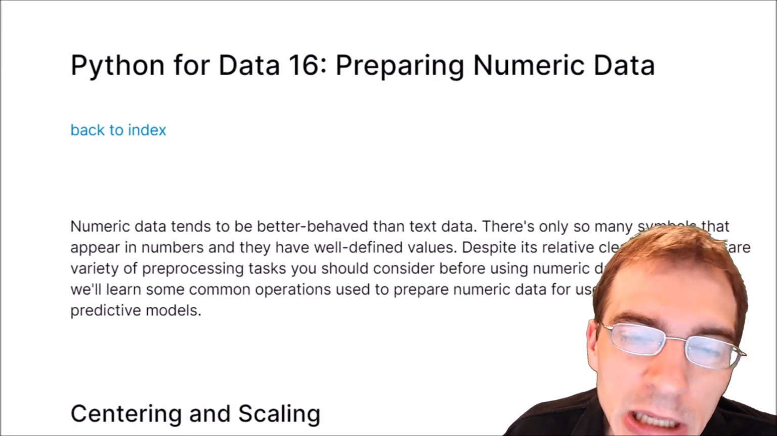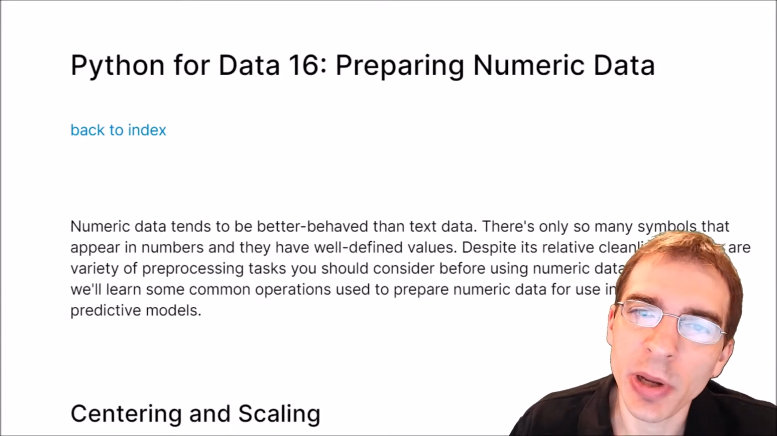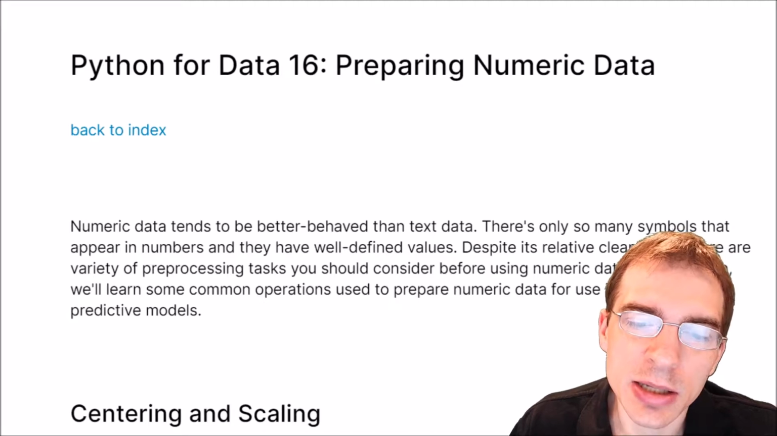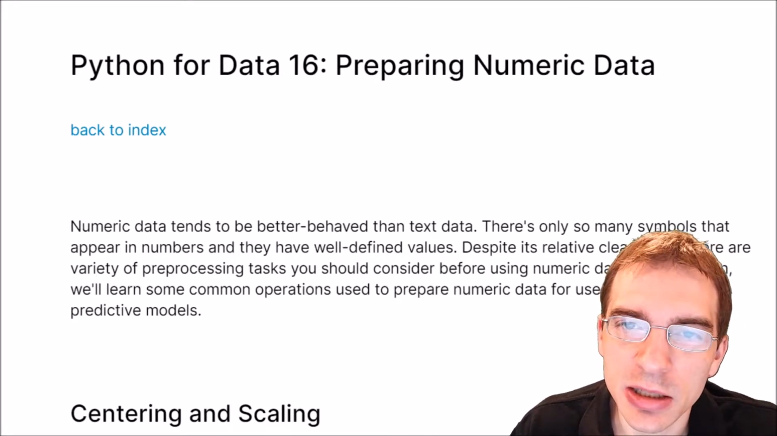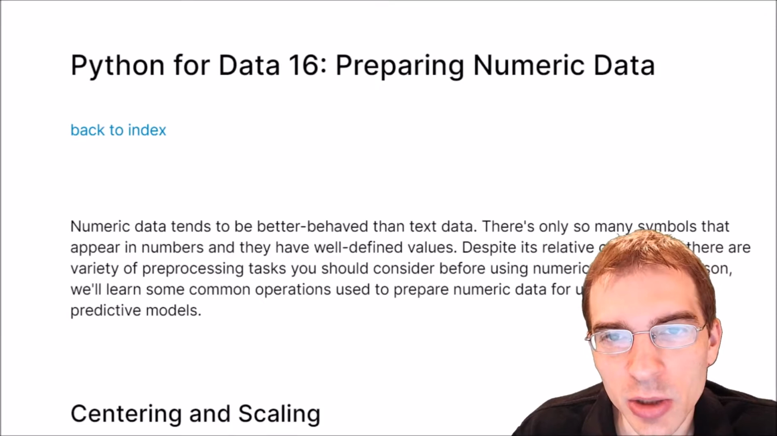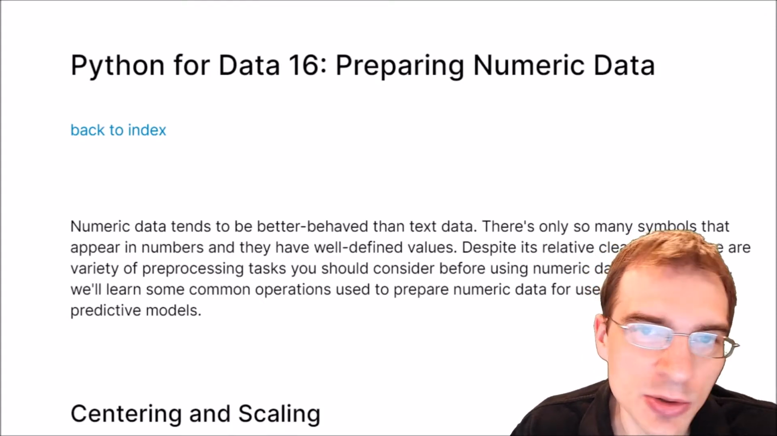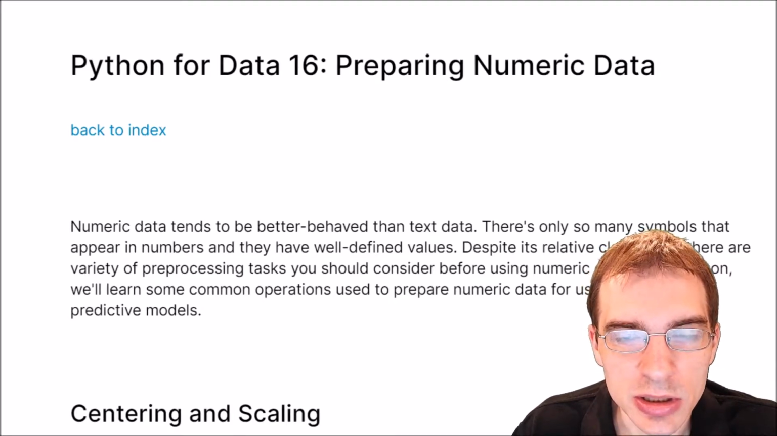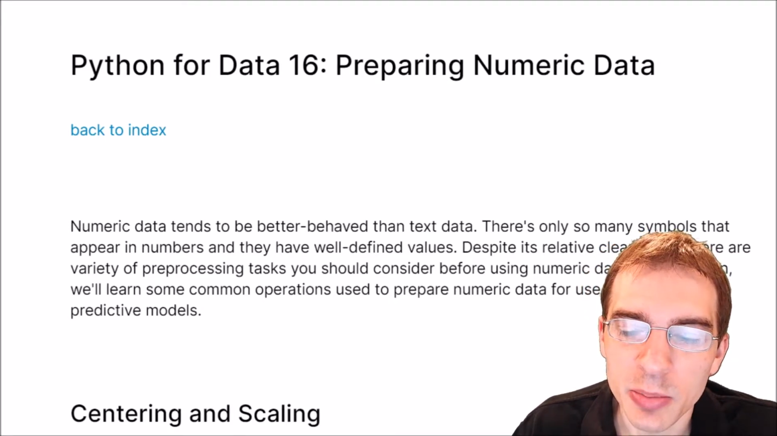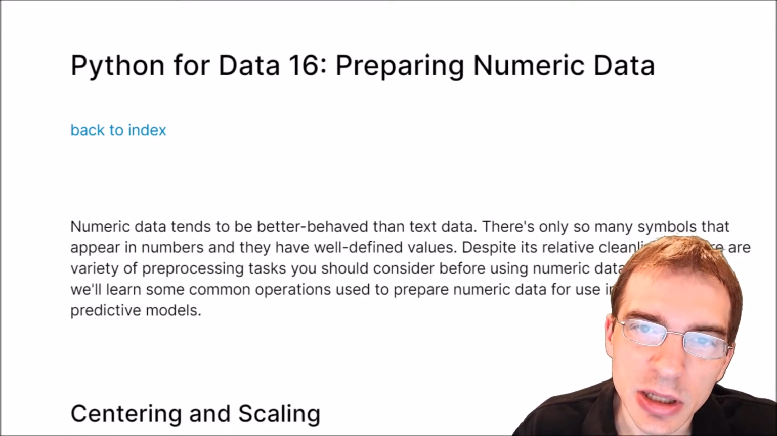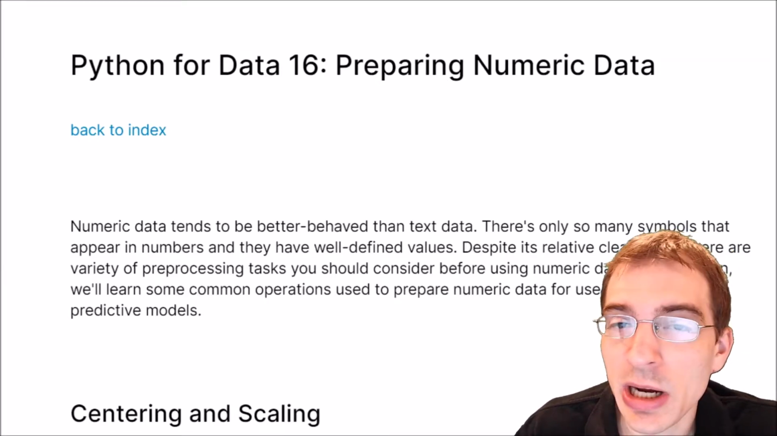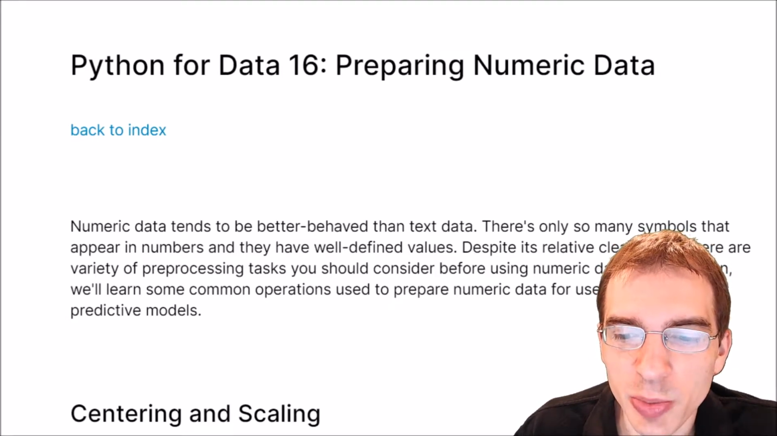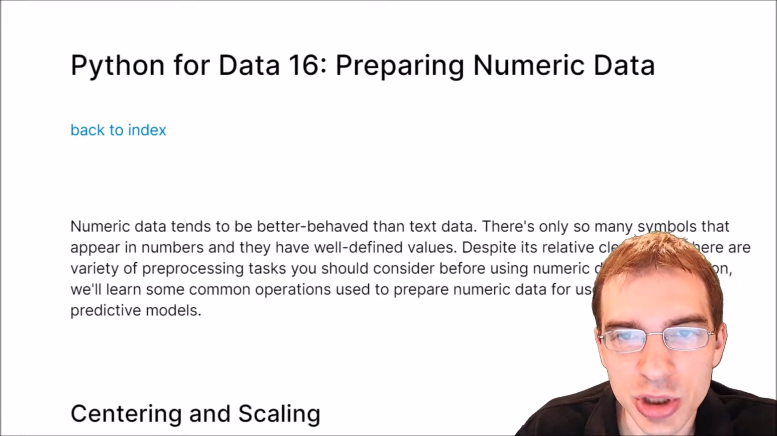Hello everyone. In this lesson, we're going to discuss preparing numeric data for analysis. Now, numeric data tends to be better behaved than text data. There's only so much that can go wrong with numbers, whereas text can have all sorts of different symbols and Unicode characters, emojis, so it tends to be messier to work with. But despite its relative cleanliness, there are still a variety of pre-processing tasks you may wish to consider before using numeric data to prepare it for analysis and use in predictive models.